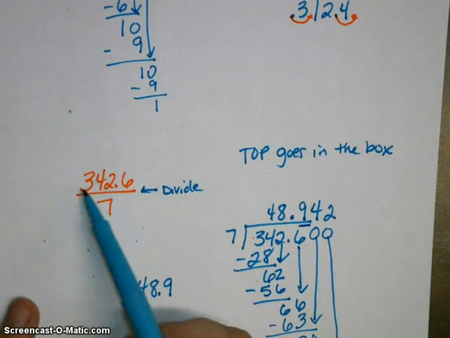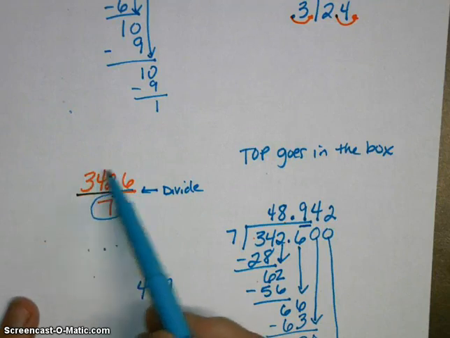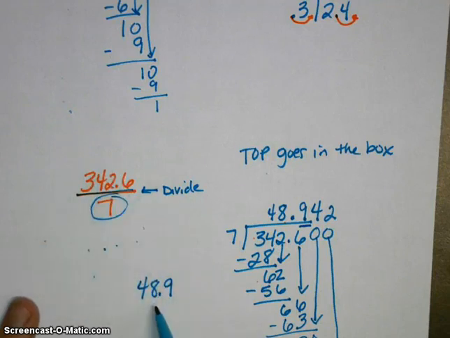If I'm dividing by a number larger than 1, then my original number is going to get smaller when I get my answer.